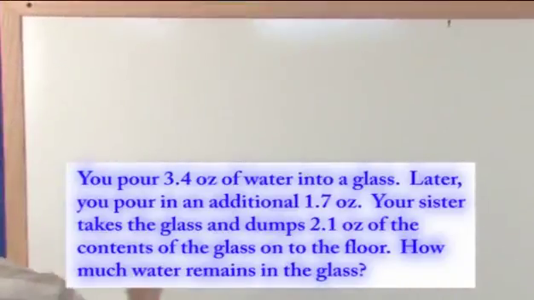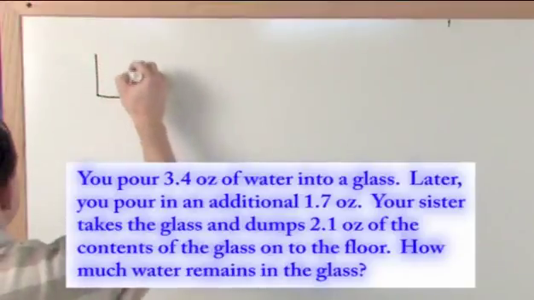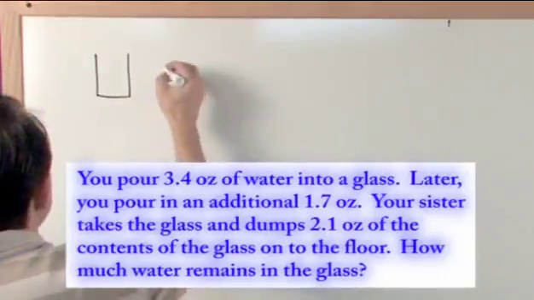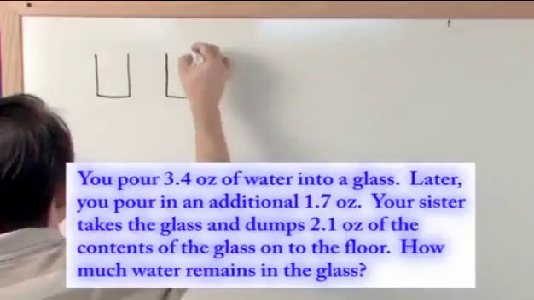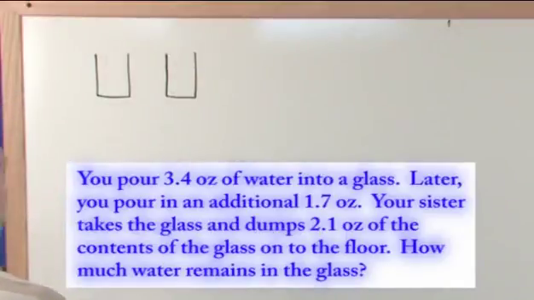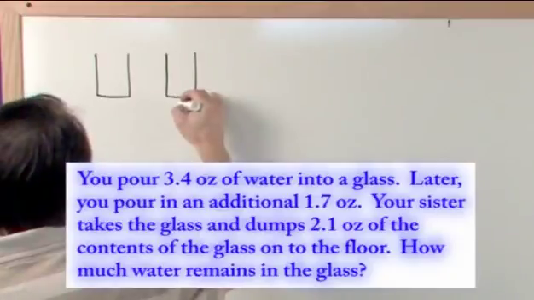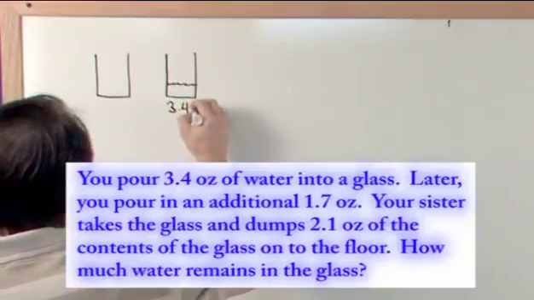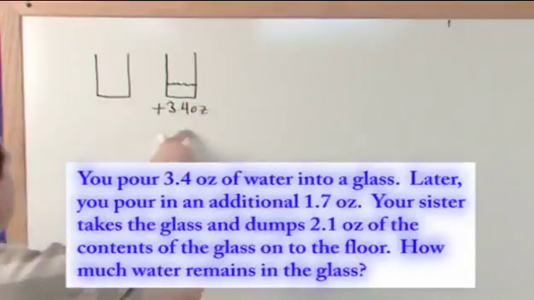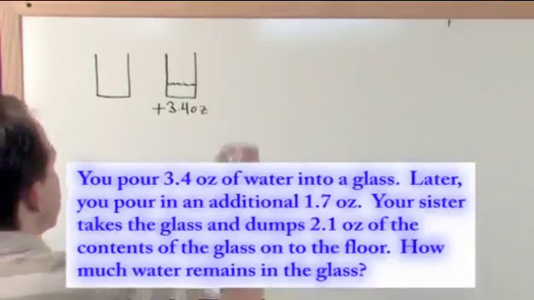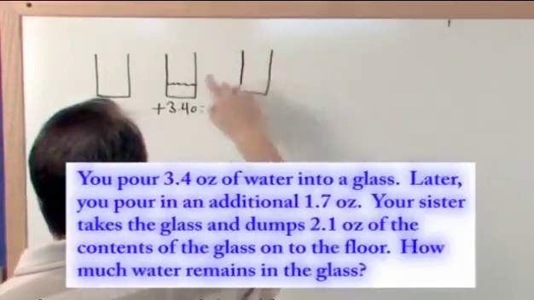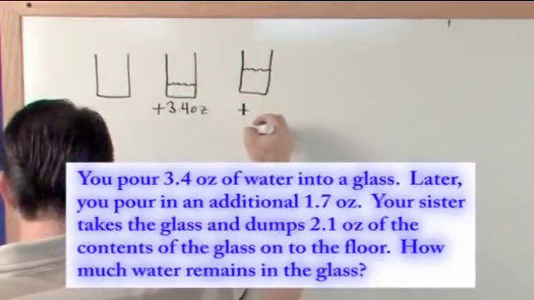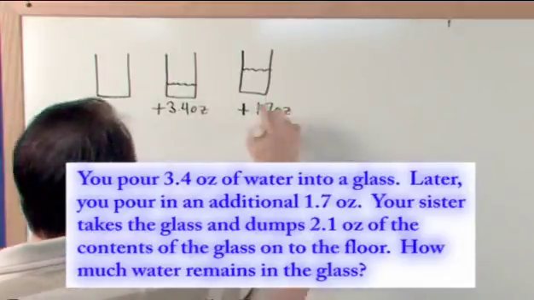So what we're going to do is we start with an empty glass. It's always important to understand what's going on. So we start with an empty glass. The next thing that happens is we pour in 3.4 ounces. Okay, so I'm going to put a little line like this. So we put 3.4 ounces. Okay, we add that into the glass, so I put a plus there. Okay. Then later on in the day, someone comes along, and we had this much water there, but now the water is higher because somebody added 1.7 ounces. And that's what the plus 1.7 ounces is.